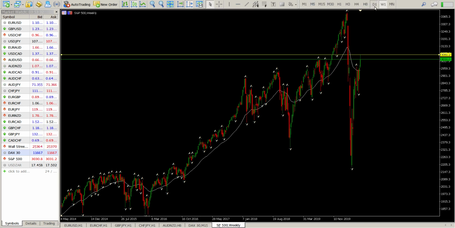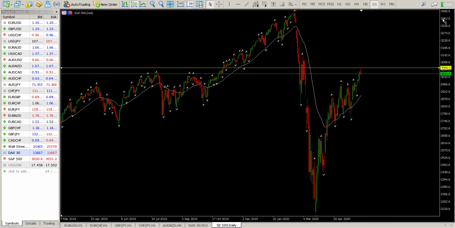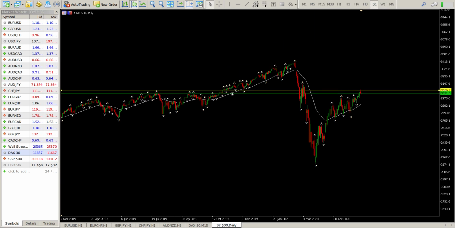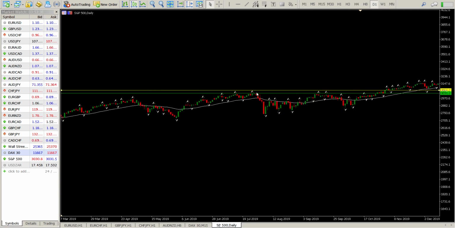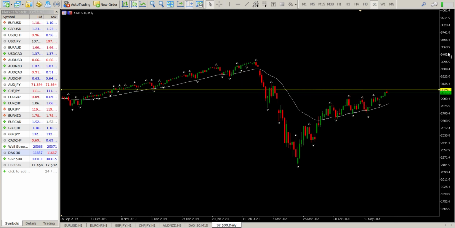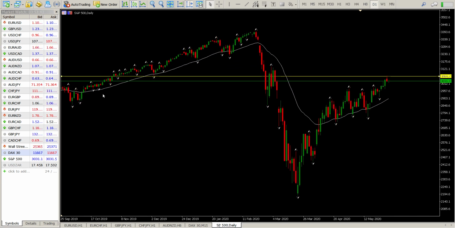Let's come back to the daily. And I want to go up one more so we can just see the structure. Okay, so there's nothing really to the left past this area here. So the nice thing about where we are now is your levels are going to be picked up on these fractals. Okay, so the swing low fractals is going to be your areas of resistance.